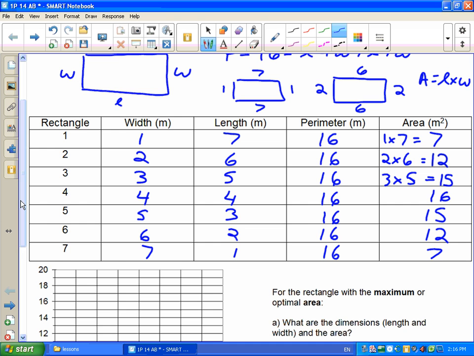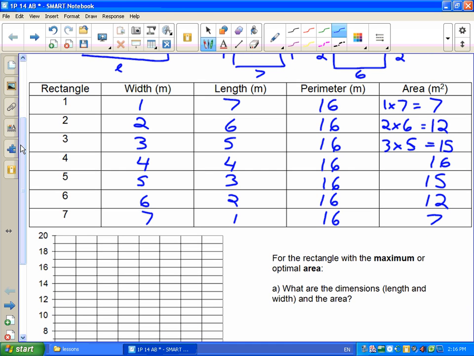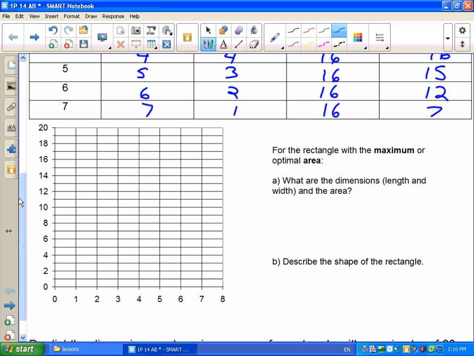Now, the next thing we want to do is take the width and the area, and make a graph. So I got a grid right here. I'm going to put width down here on the bottom, and I'm going to put area up on the side here. And I'm going to draw a graph of that data.